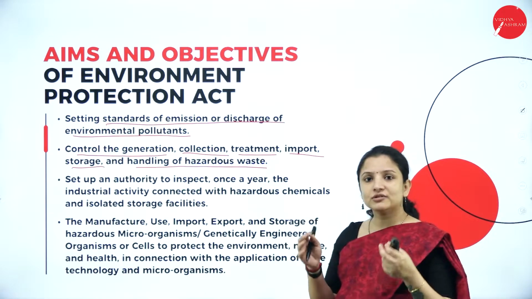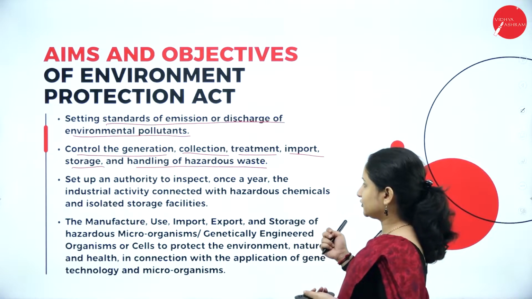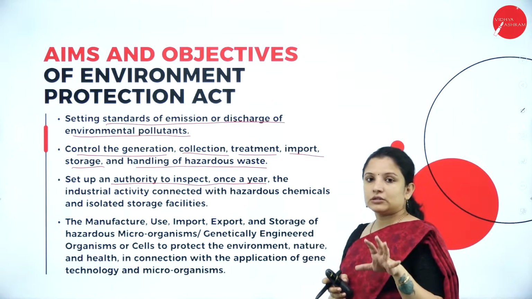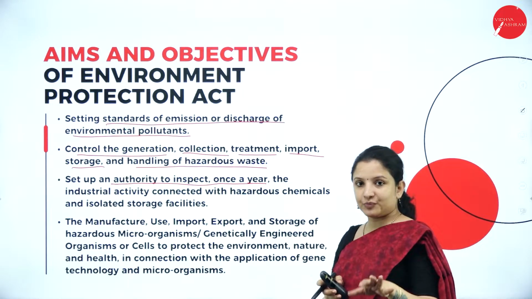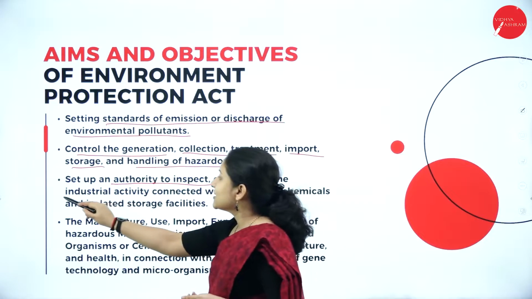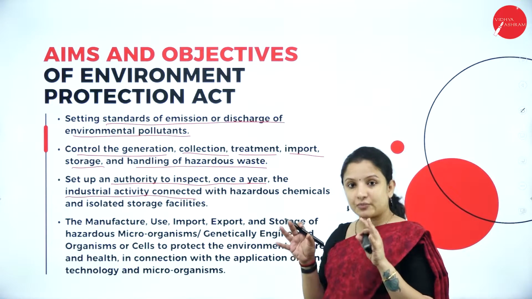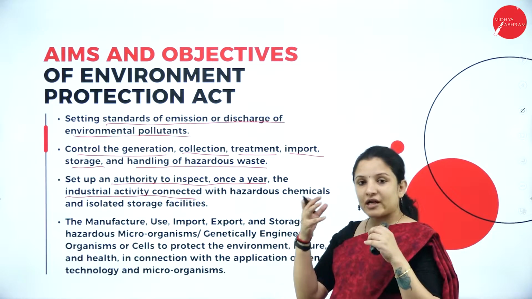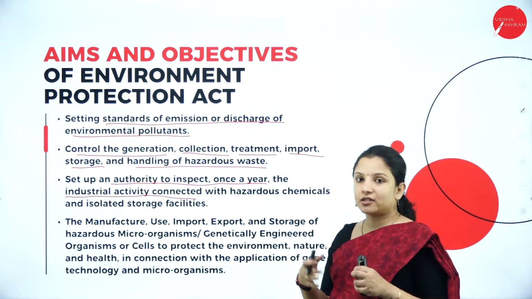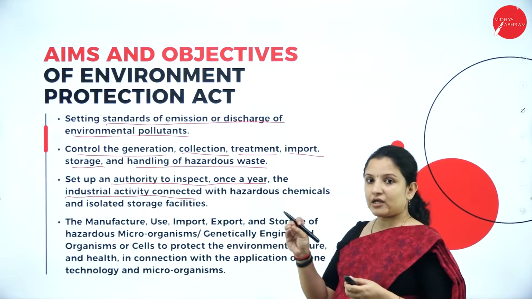So all these rules and regulations are framed by this particular Environmental Protection Act, which the people have to follow. And it sets up an authority to inspect, that is a group of people or a committee. Every year this authority will visit the industries to check their activities, that is, whether the industries are disposing the waste in a proper manner, whether they are following the emission standards, whether they are treating the chemical waste before letting it out. Once every year these committees will go and check and make a note of it.